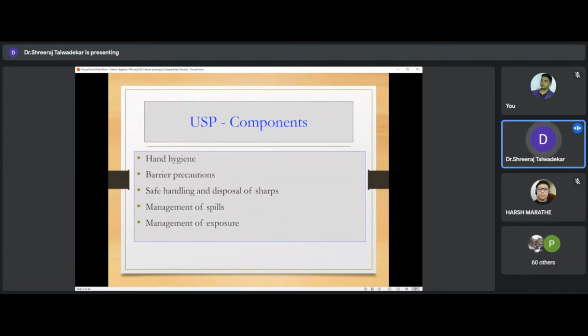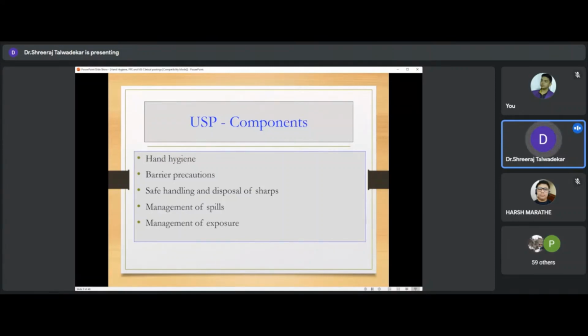So what are the components of universal safety precautions? Mainly it is the hand hygiene. Very simple, but many a time neglected aspect, especially pre-COVID. Now it has changed a bit. Then you have to follow the barrier precautions. Safe handling and disposal of sharps is very important. Management of spills, and lastly management of exposure, which is a very, very important thing. You should know what to do in case you are exposed.